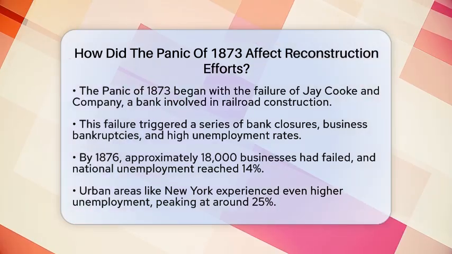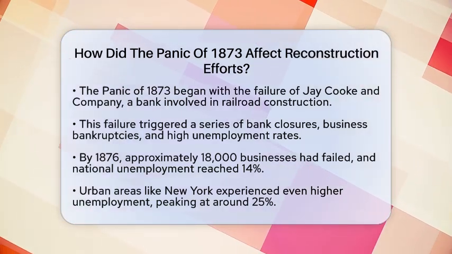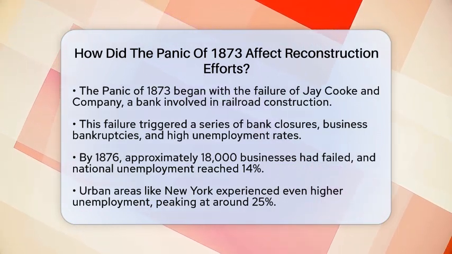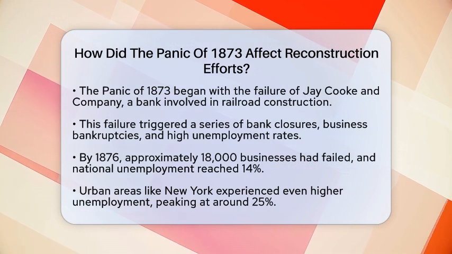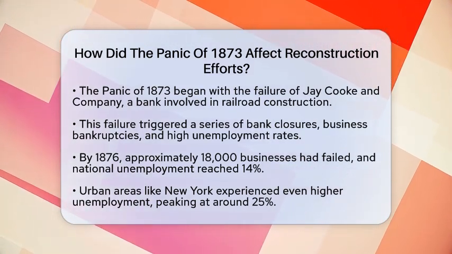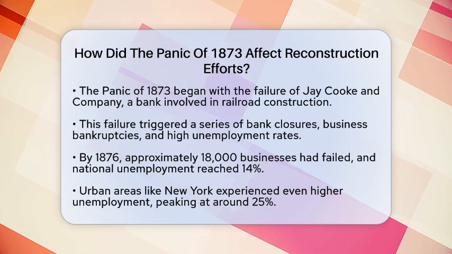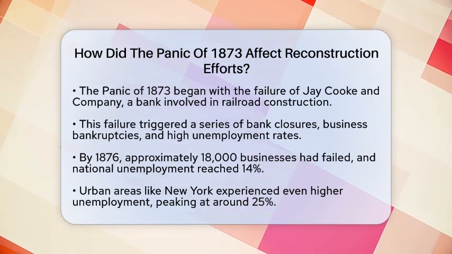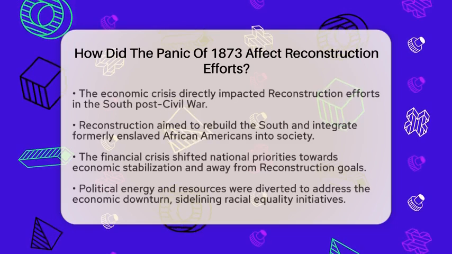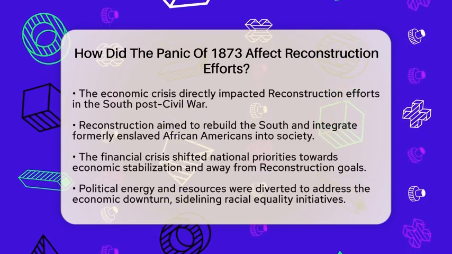By the year 1876, around 18,000 businesses had failed, and unemployment reached as high as 14% nationally. In urban areas like New York, the unemployment rate was even higher, hitting about 25%. This economic turmoil had a direct and significant impact on Reconstruction efforts in the South following the Civil War.